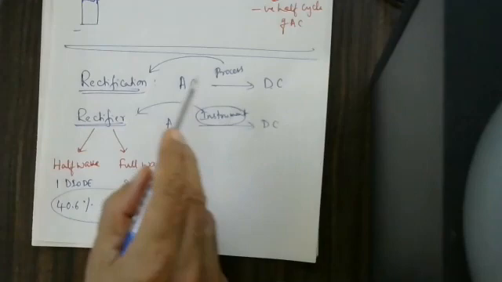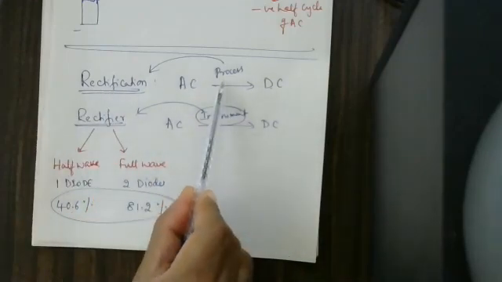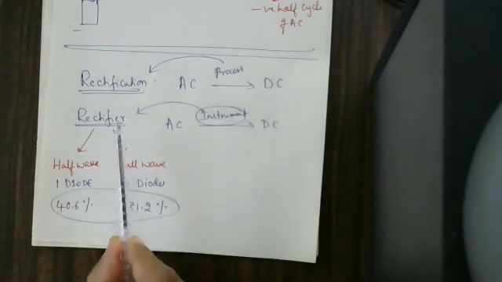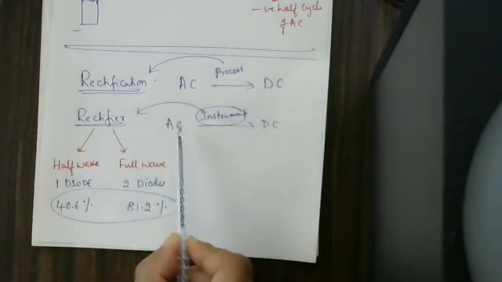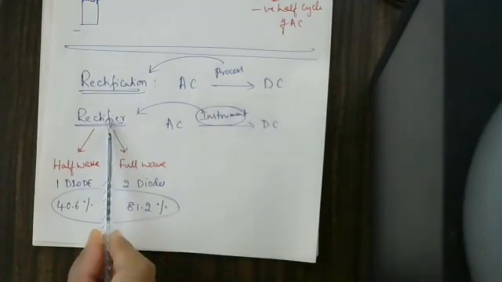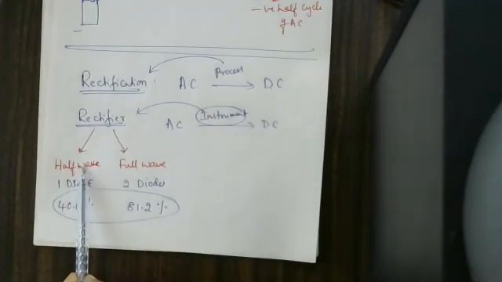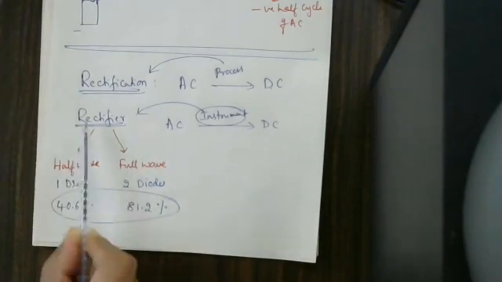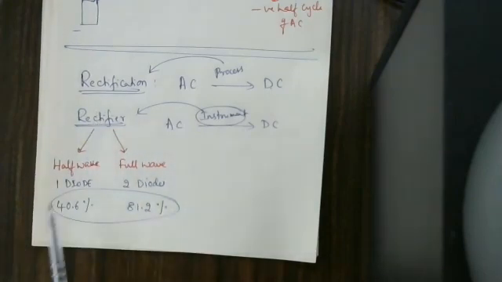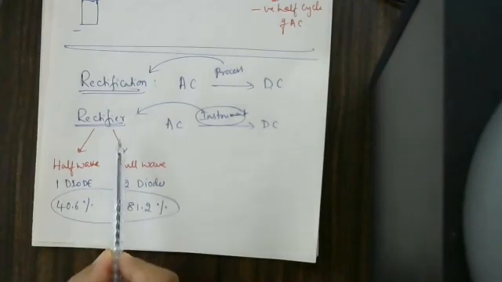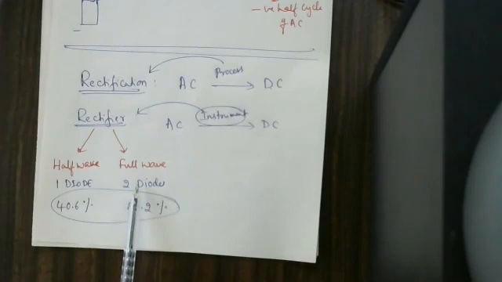Okay, this is the basic idea. Rectification is the process of converting AC into DC. A rectifier is a device used to convert AC into DC. Rectifiers can be divided into two categories: half wave rectifier and full wave rectifier. In the half wave rectifier we use 1 diode, and the efficiency is very low, 40.6%. In the full wave rectifier we use 2 diodes, and we get 81.2% efficiency. We are not using the bridge rectifier at this level.